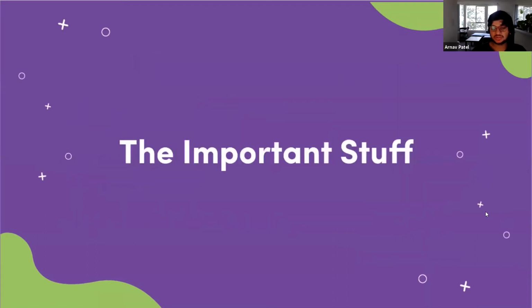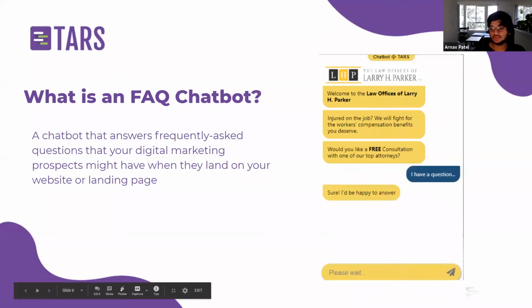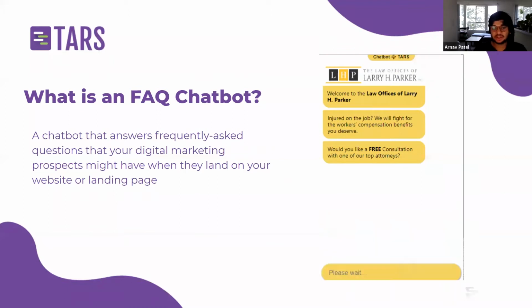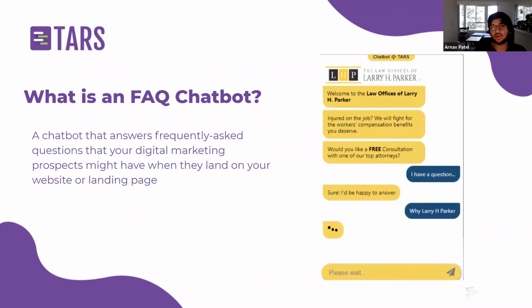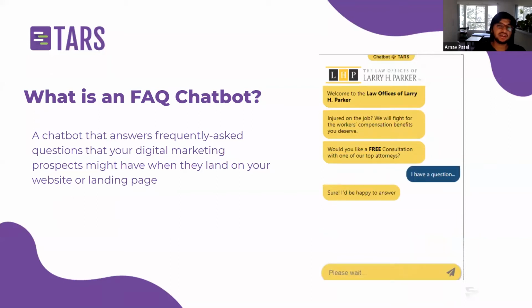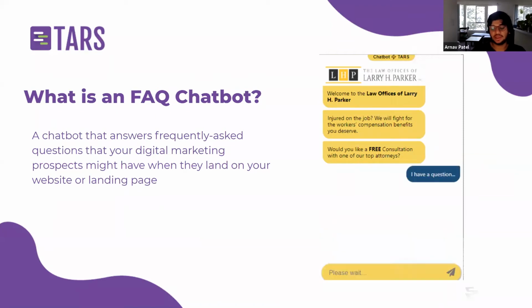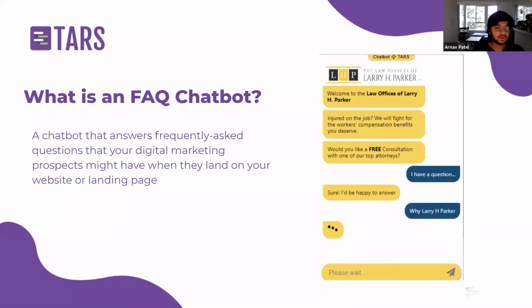So with that, we're actually ready to start off with the important stuff, which is discussing FAQ chatbots. To begin with, we need to get a basic definition out of the way. What is an FAQ chatbot? As the name suggests, an FAQ chatbot is basically a chatbot which answers frequently asked questions that your prospects might have when they land on your webpage, be that a landing page or a website. So a prospect lands on your page and they have a question. Just like with the regular FAQ section, they can go to that FAQ section to have that question answered if it is one of those frequently asked questions, which a lot of people ask. It's pretty self-explanatory.